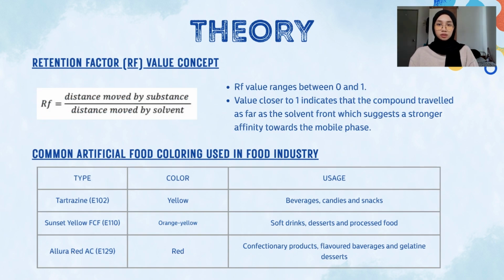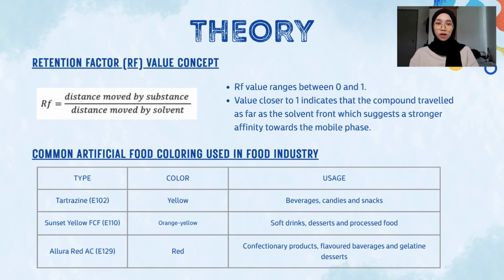Next, the RF value concept. The retention factor or RF value is used to characterize the movement of a compound during chromatographic separation. It is calculated using the equation shown. RF value ranges between 0 and 1. A value closer to 1 indicates that the compound traveled almost as far as the solvent front, which suggests a stronger affinity for the mobile phase. Conversely, a lower RF value indicates stronger attraction towards the stationary phase.